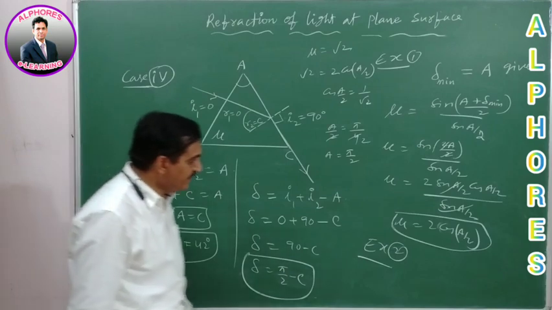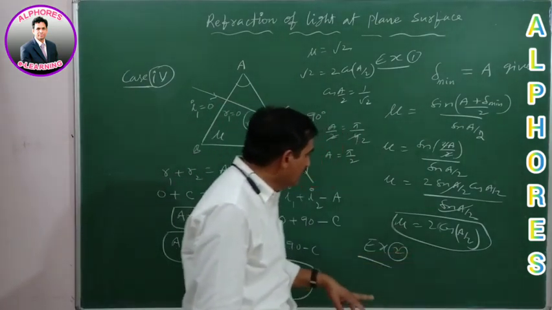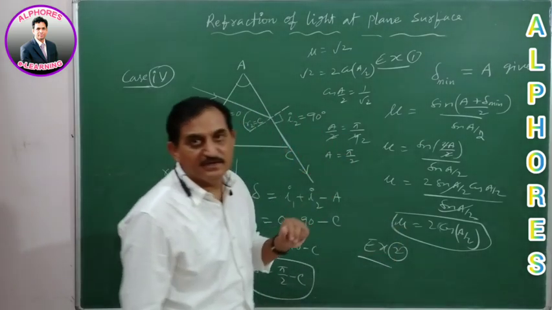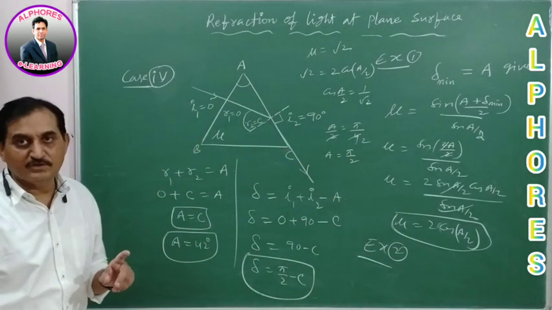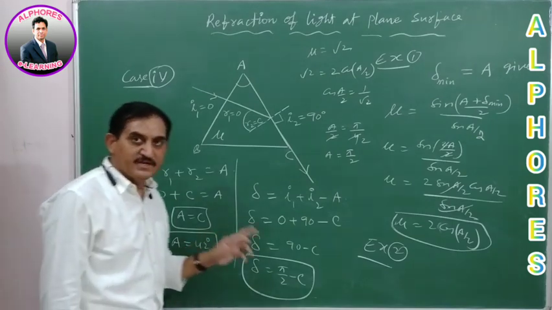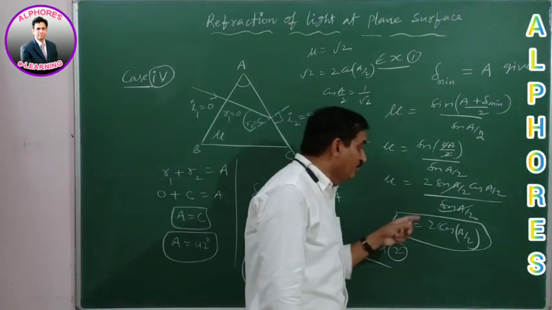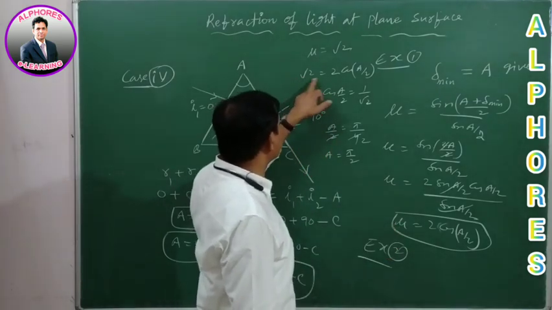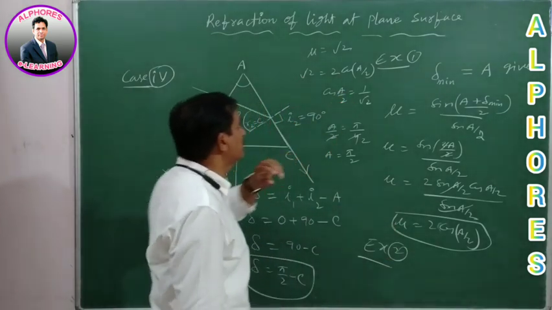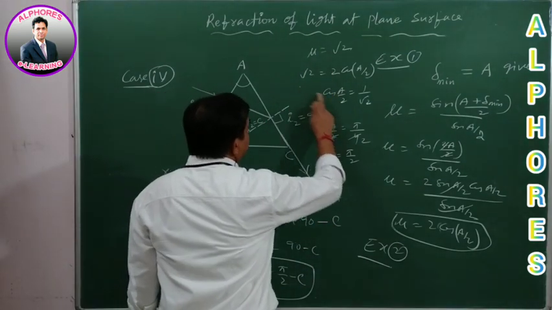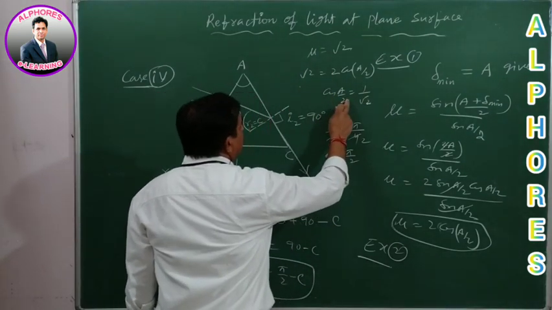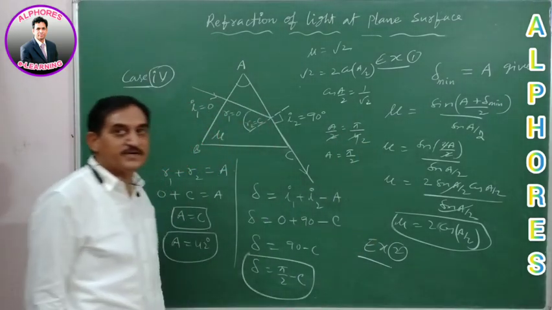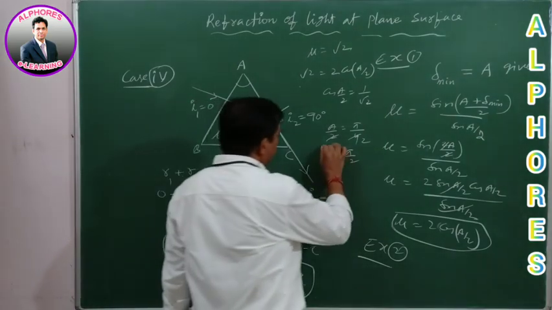Once again we verify: refractive index is root 2 given. Condition given, angle of minimum deviation is equal to the refracting angle of the prism. What will be the angle of prism? That can be found by substituting mu equal to root 2 equals 2 cos A by 2. Taking this side, 1 by root 2 remains, cos A by 2 equals 1 by root 2, so A by 2 is pi by 4, because it is 45 degrees. Then the 2 gets cancelled, A is pi by 2.